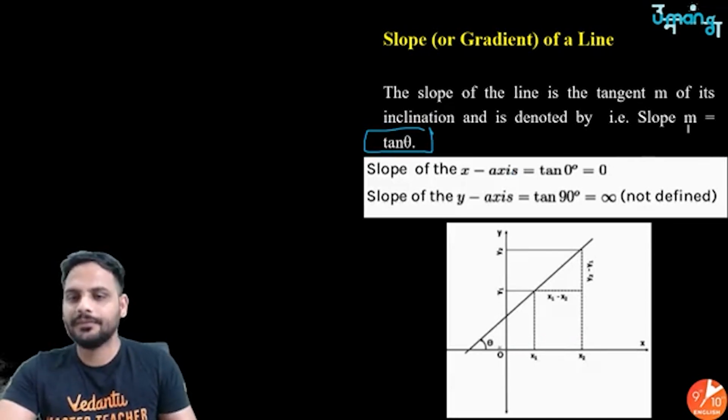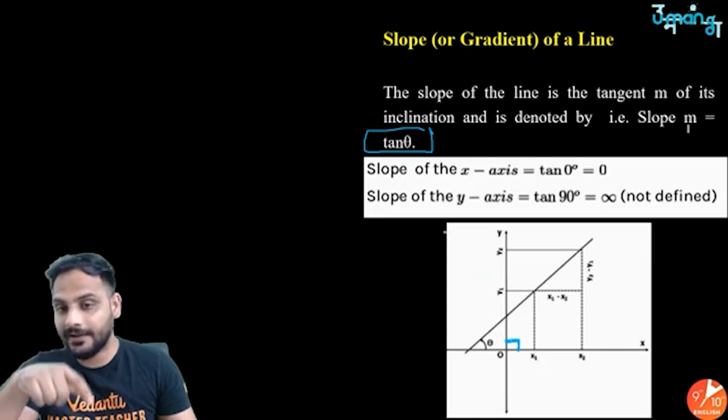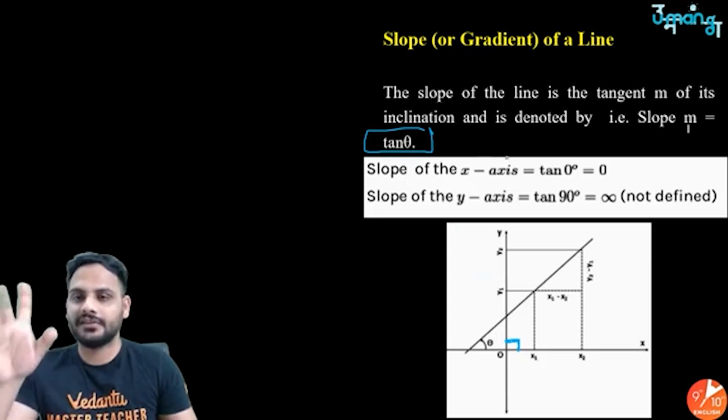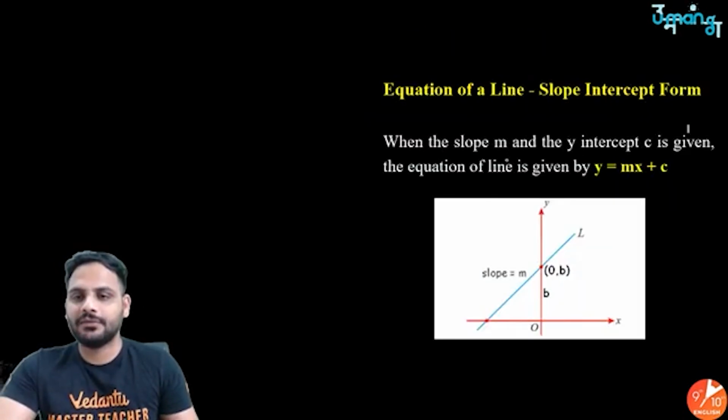So for the x-axis, the angle with the x-axis is 0 degrees, so the slope is 0. The y-axis is at an angle of 90 degrees, so tan 90 is infinity. So the slope of the y-axis is infinity, and the slope of the x-axis is 0. Okay. Let's move ahead now.